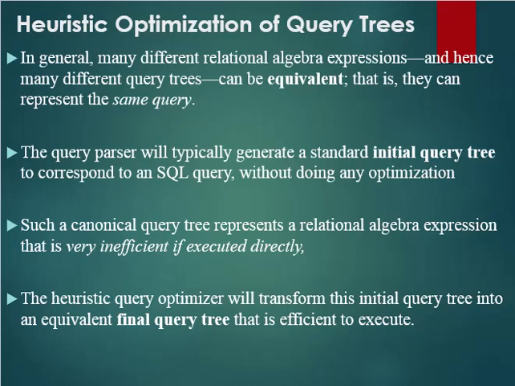So a query parser will typically generate a standard initial query tree to correspond to the SQL query without doing any optimization, and it is inefficient if we execute it directly. The heuristic query optimizer will transform this initial query tree into an equivalent final query tree that is efficient to execute.